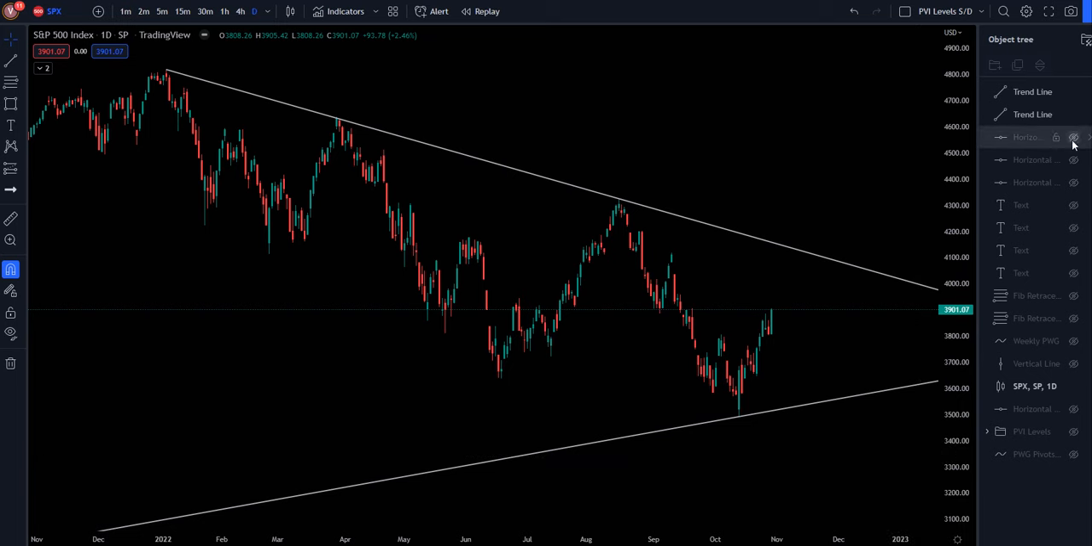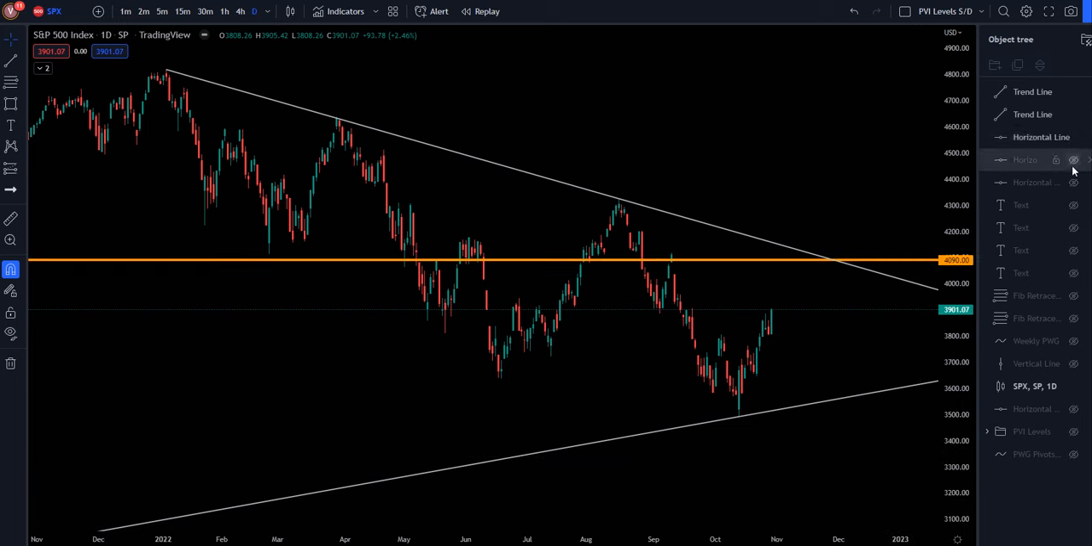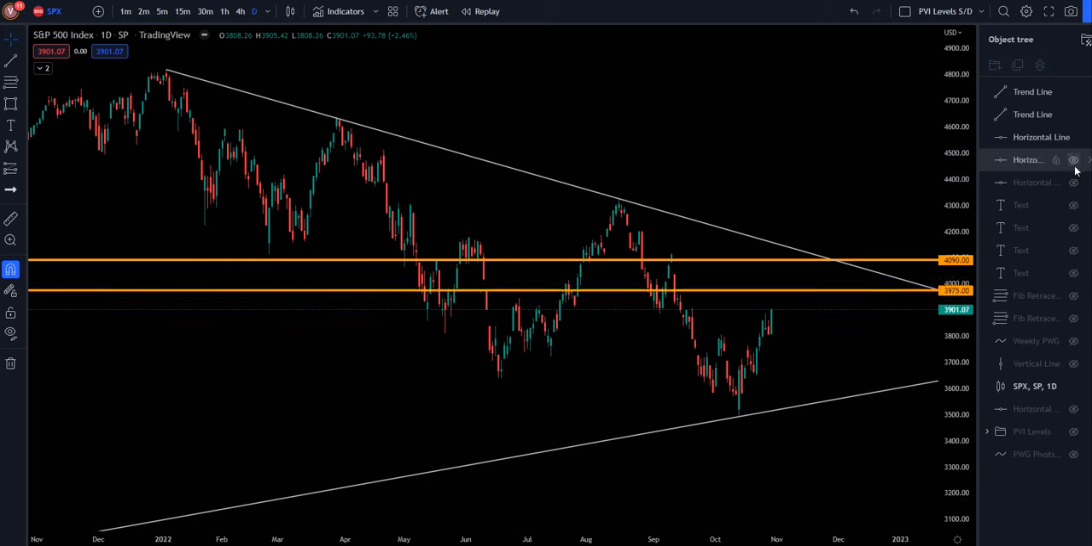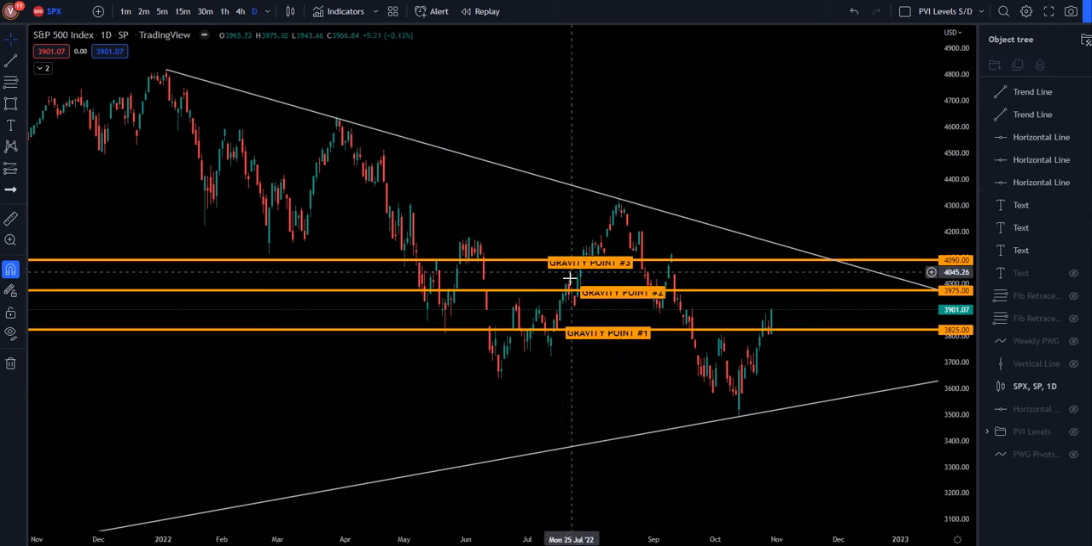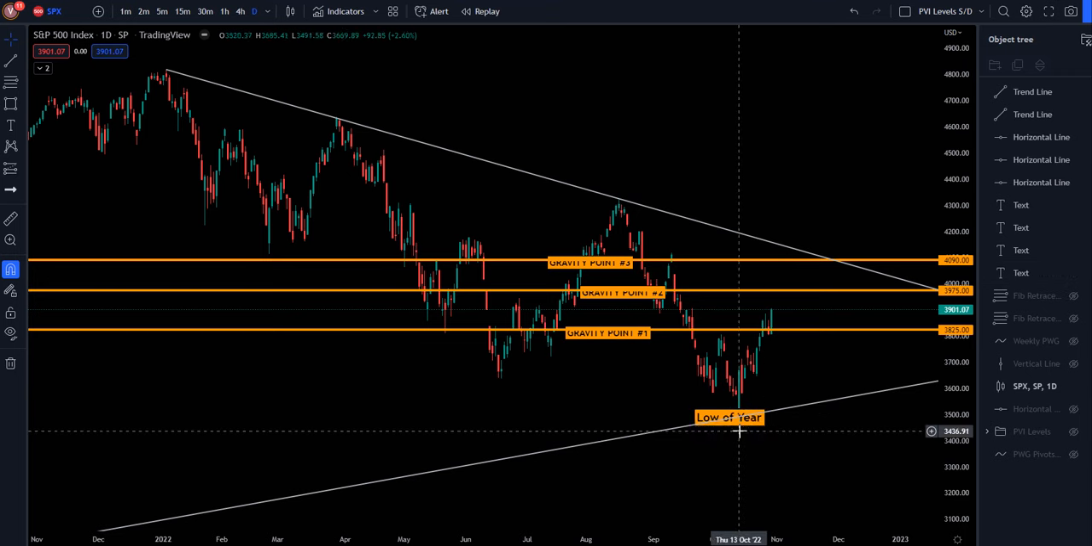From there, I've got my gravity points. Top gravity point, 40.90. Mid gravity point, 39.75. Lower gravity point, 38.25. If you're not an ITG member, you don't have those. You've got them now. If this goes to Twitter, YouTube, better get them. Put them on your chart, because they matter. So gravity point 3, gravity point 2, gravity point 1, and then the low of year.